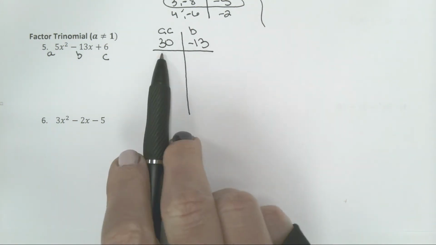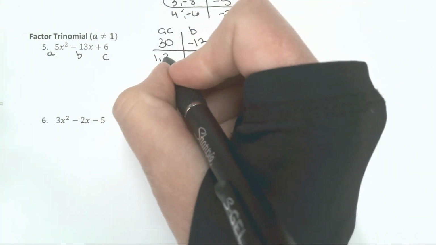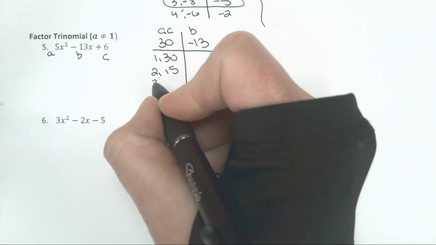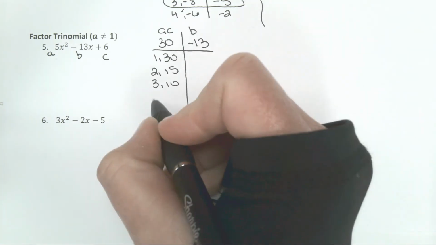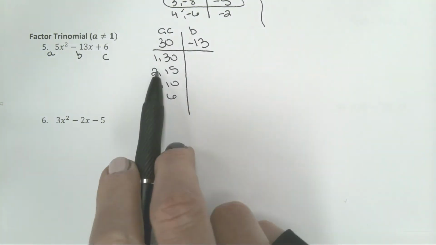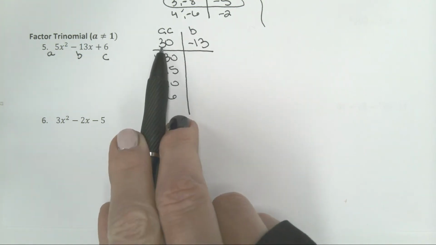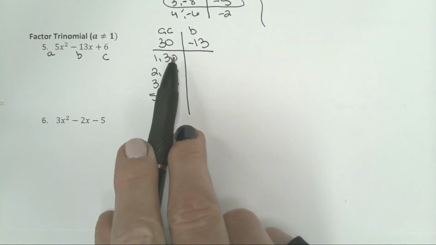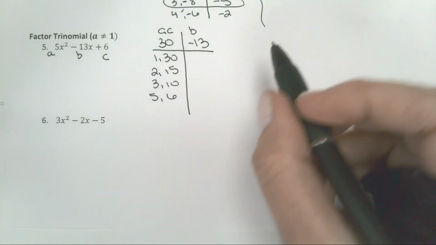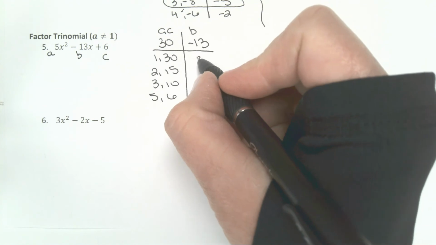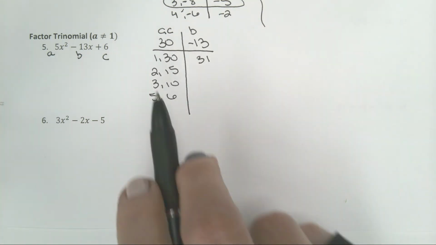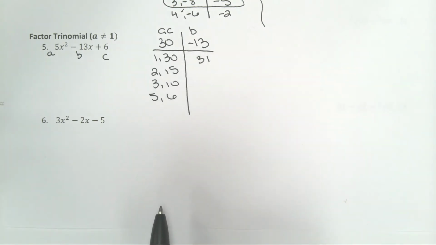All right, so let's list our factors of 30. 1 and 30, 2 and 15, 3 and 10, and 5 and 6. All right, so 30 is a positive number. A positive times a positive adds up to a positive. If I add these, this adds up to 31. Well, that's not adding up to a negative number.